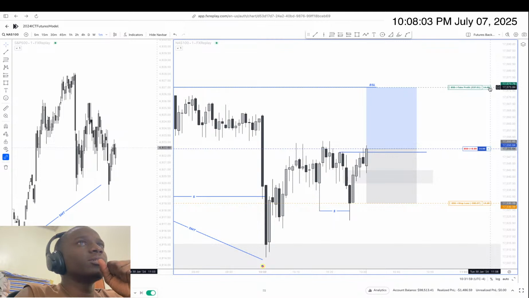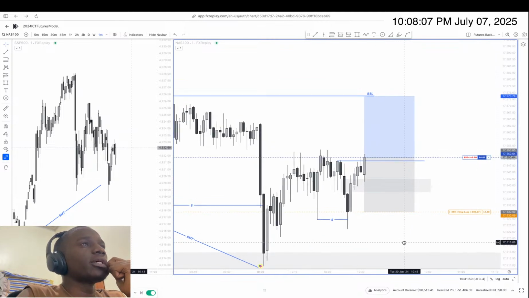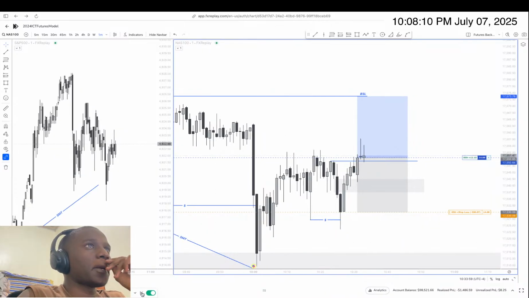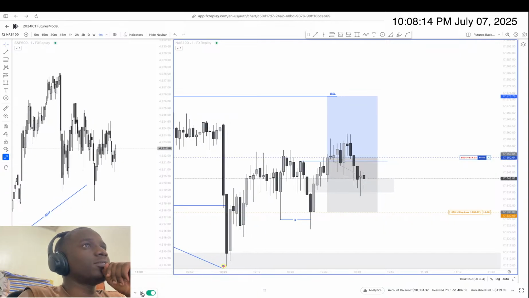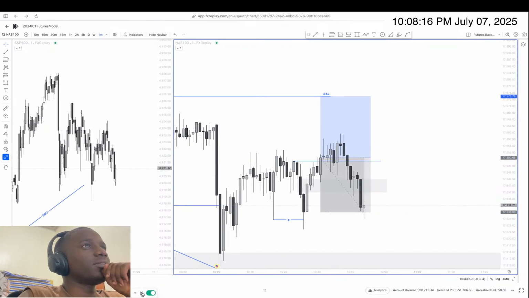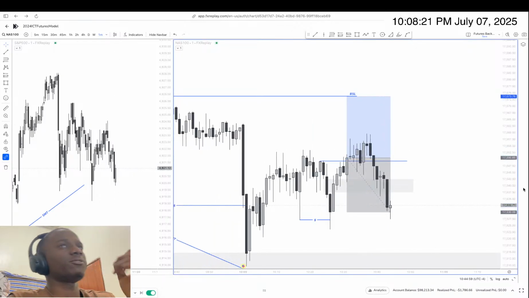So actually we can keep take profit open. Yeah, so we're into the inversion, and this ends up a stop out. Crazy move. So we have two losers today.